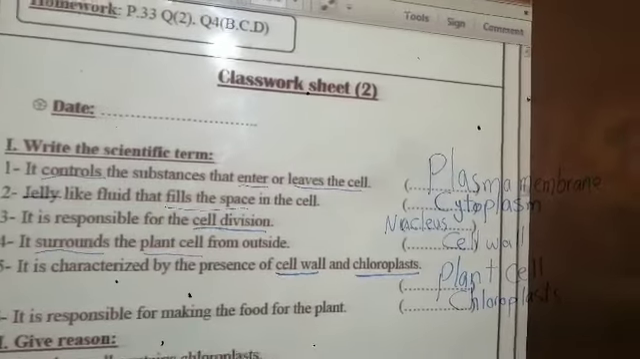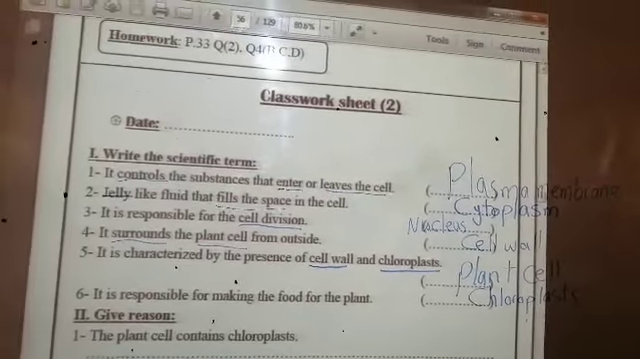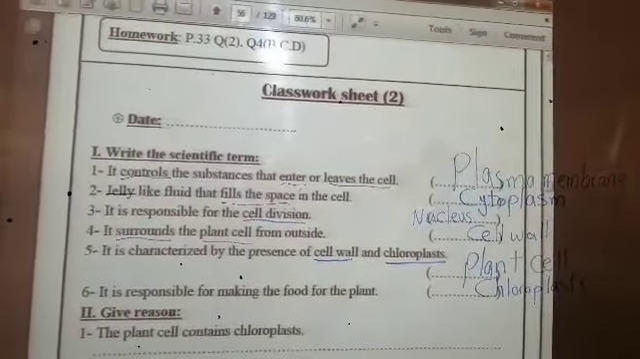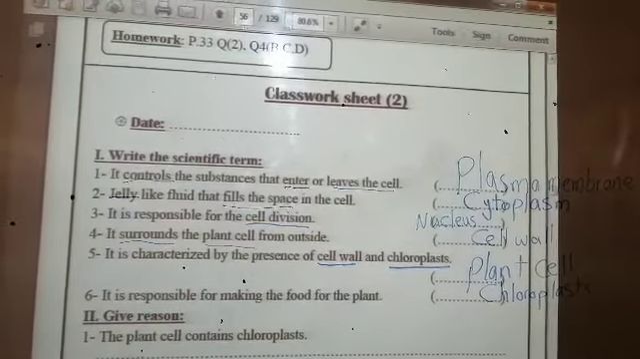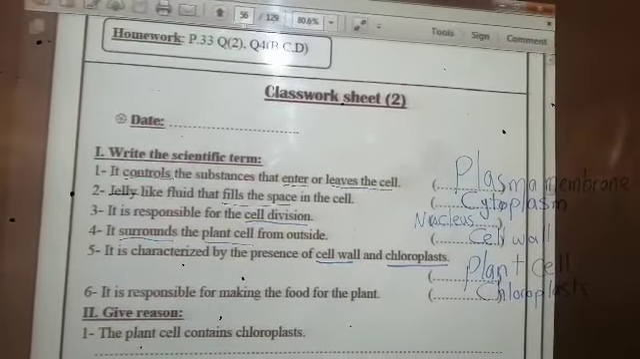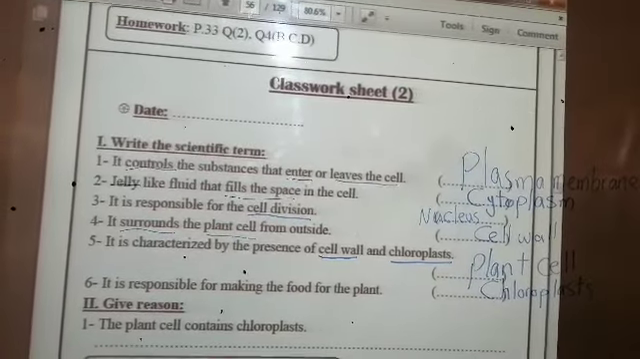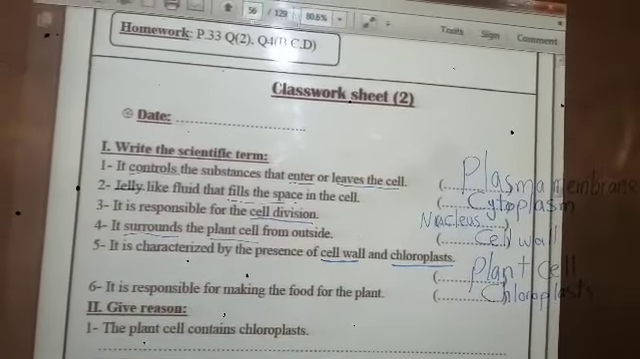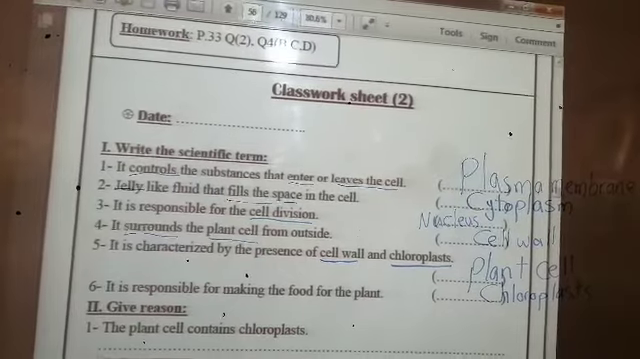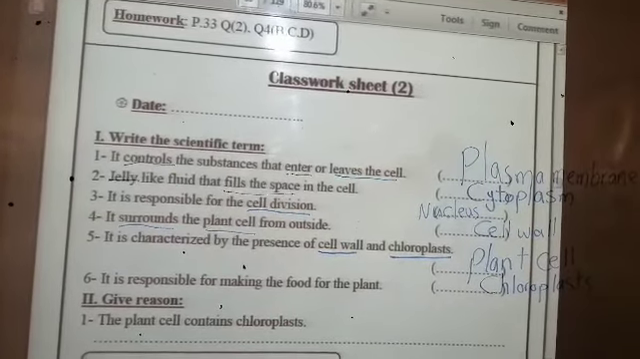Give reason. The plant cell contains chloroplasts. Why? There are chloroplasts inside the plant cell. We are going to say that the chloroplast is a substance that has the chlorophyll substance, which is the green substance, which is responsible for absorbing the sunlight to make the photosynthesis process.